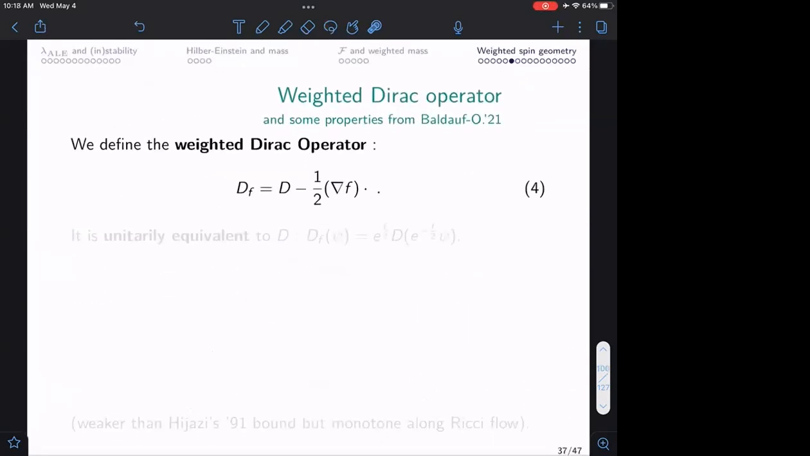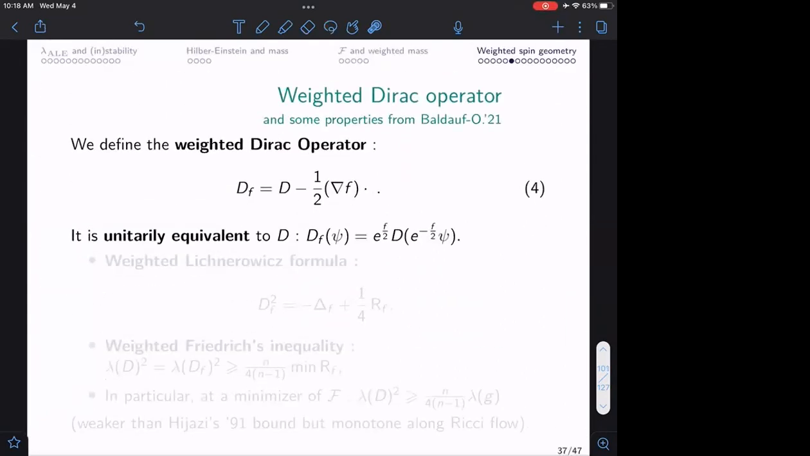So yeah, let's go to the weighted setting. In the weighted setting, you want to define the weighted Dirac operator to start with. So our definition is that one. You can see it from different points of view. It's the Dirac operator associated to a different connection, but it's also, and for us that's the most useful formula, unitarily equivalent to the usual Dirac operator. It tells you that if you have a harmonic spinor in the weighted sense, you also have one in the non-weighted case, and vice versa. So that's really very useful.